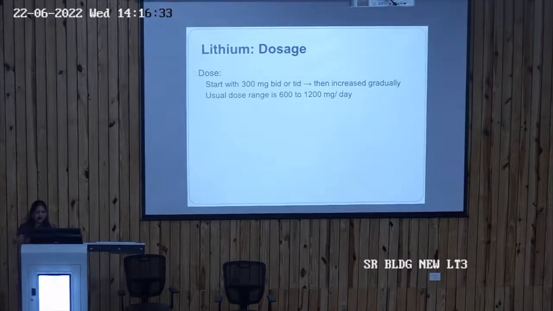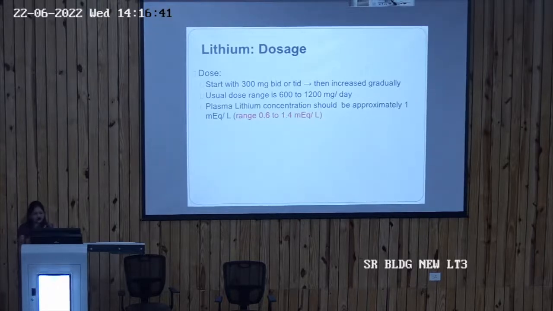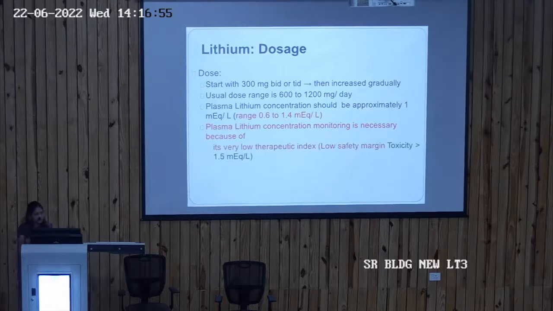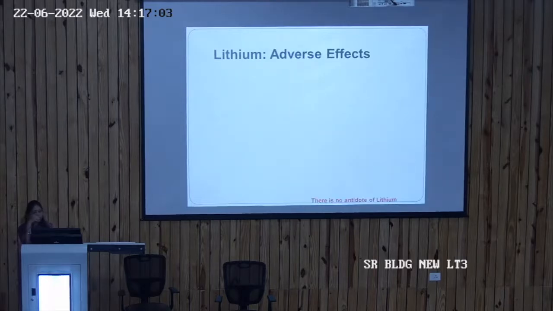So what doses do we give? 300 milligram twice a day or thrice a day. It should not exceed 600 to 1200 milligram per day. The range is 0.6 to 1.4 milliequivalents; the plasma concentration should not be more than this. And therefore monitoring is important, and with a very low therapeutic index you have to be careful with lithium. There could be individual variations, so again for that you need therapeutic drug monitoring with lithium.